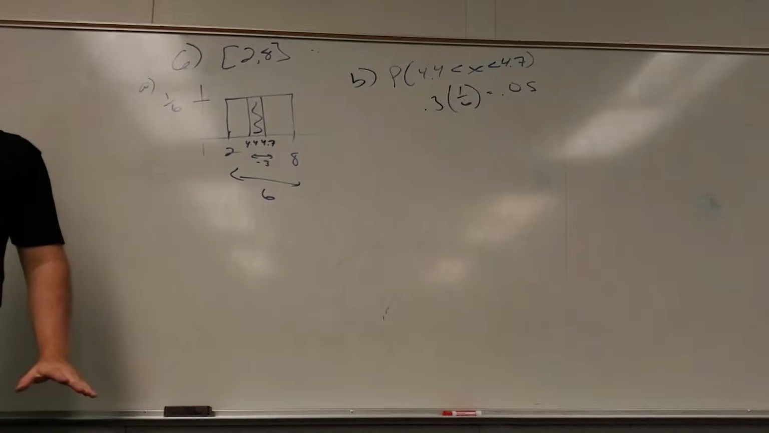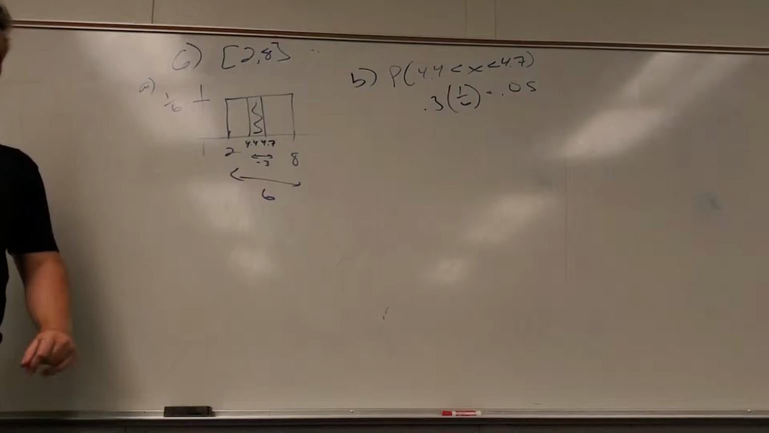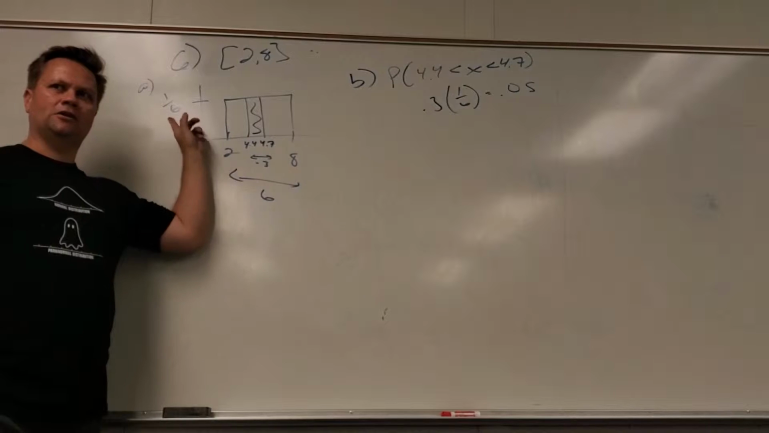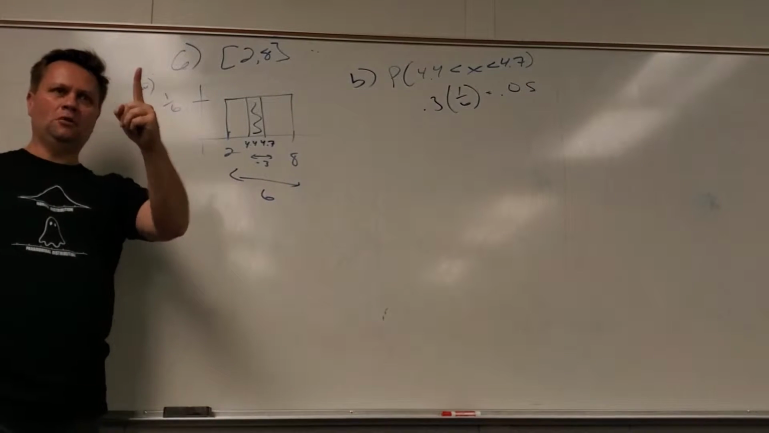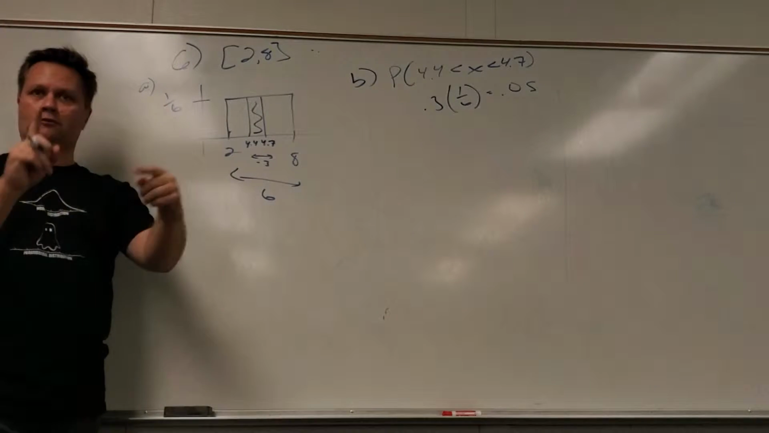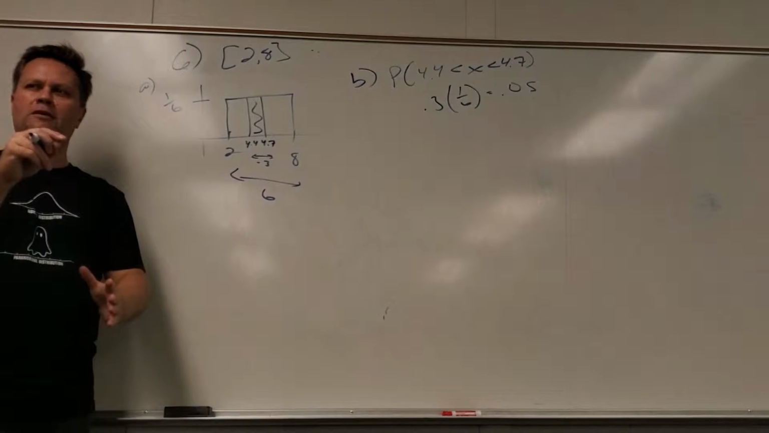I like it. There's that one problem in the homework that it's like 5.8 to 6.8. And how tall was that? 1. 1 over 1 is 1. So that's the one time the height would just be 1, is if the width is 1. Maybe get a little square.